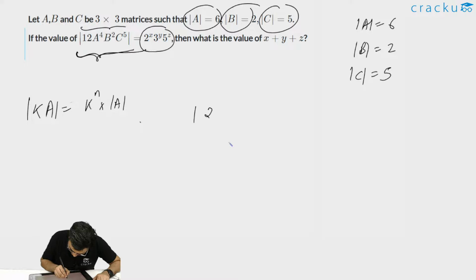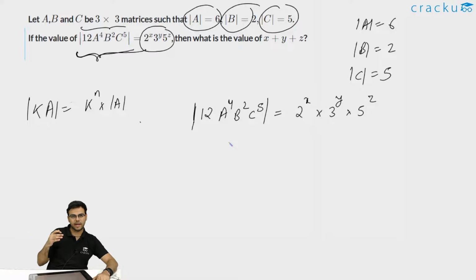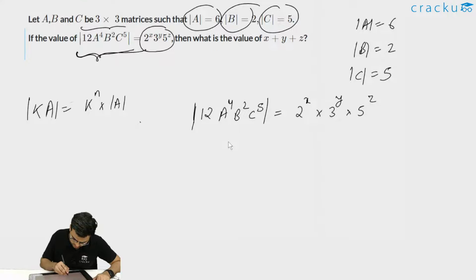So what is given? This is given as determinant of 12 A^4 B^2 C^5 is equal to 2 to the power x into 3 to the power y into 5 to the power z. Now what is the value of x plus y plus z? So it is asking for the value of x plus y plus z.